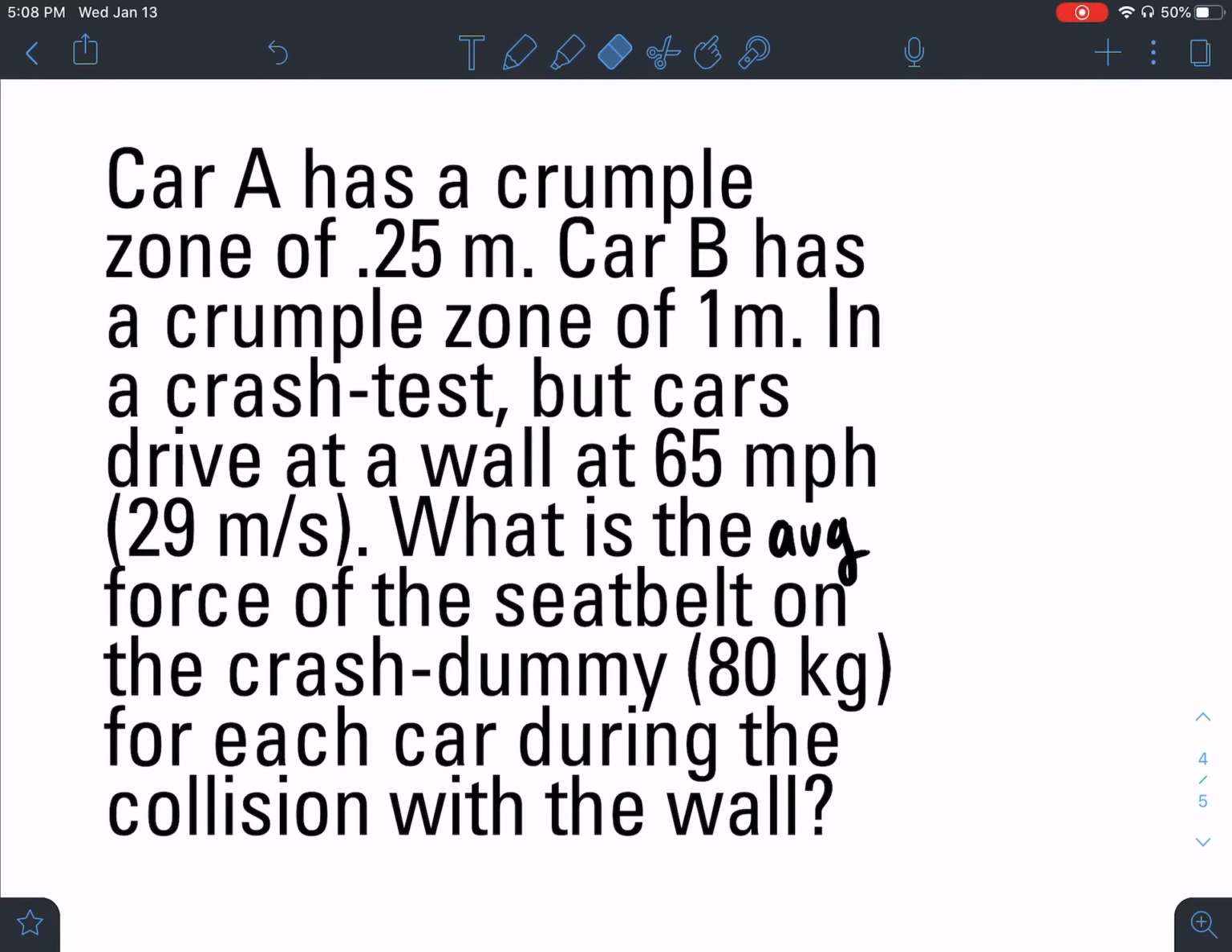Alrighty, hey guys, and welcome back to another kind of mini lesson. This one is going to be going over the idea of impulse and how we can see that in car safety and what is known as the crumple zone.